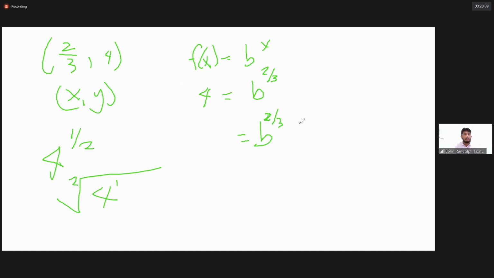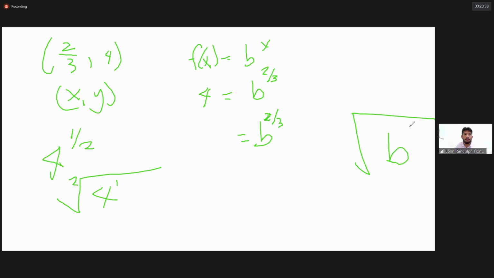Oops, ayan. So b to the power of 2/3. So what number now, if you are going to raise to 2/3, will give us 4? Okay, that's the question there. What number now, if you're going to raise to 2/3, will give us 4? Okay, b to the power of 2/3 equals 4. So you are going to write here your b.